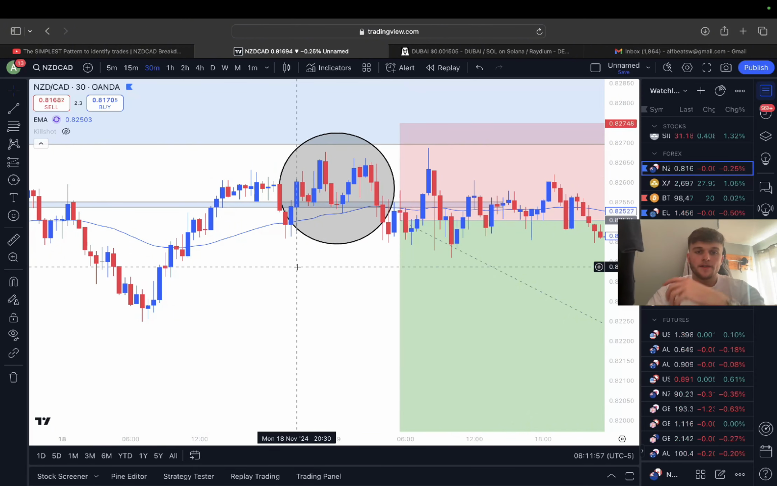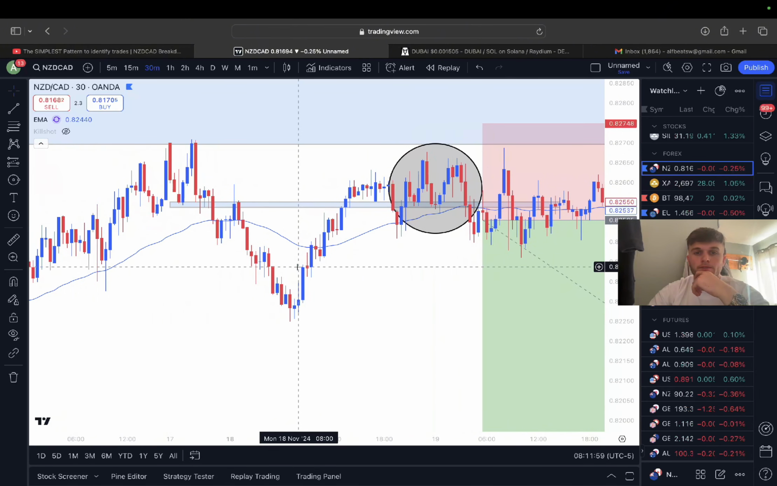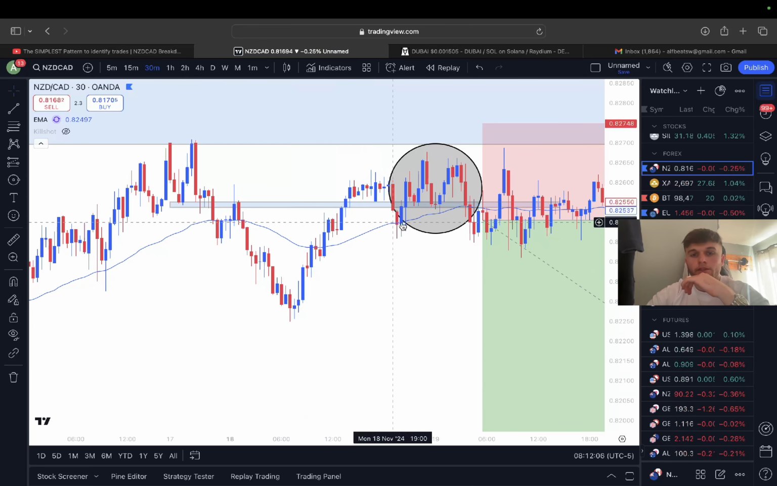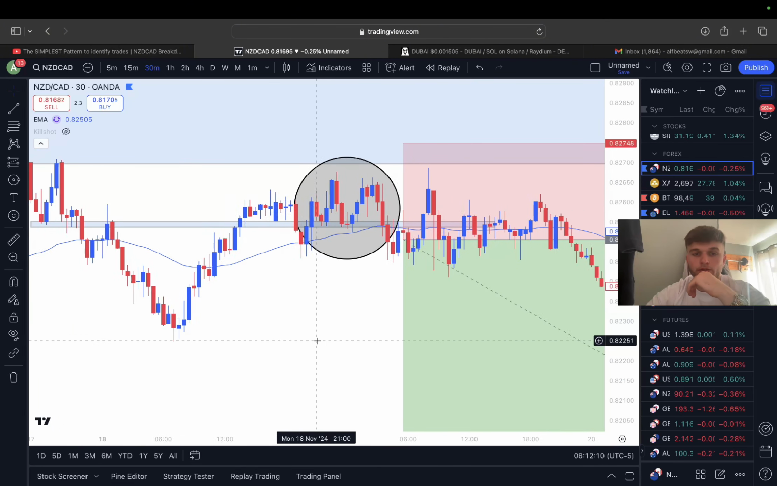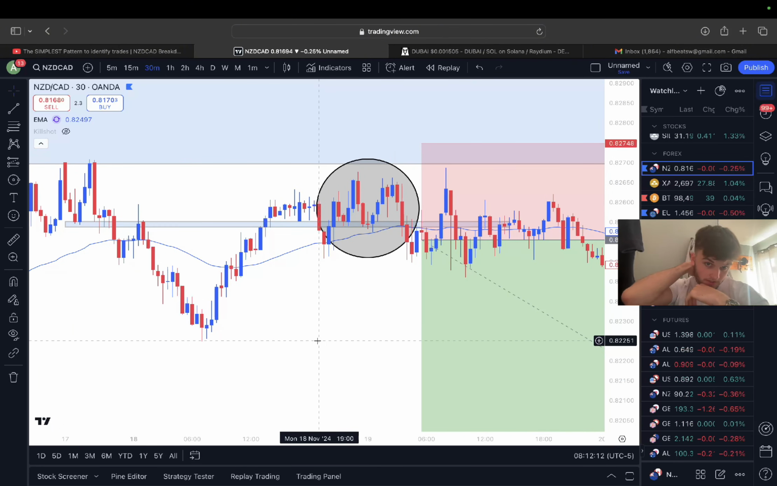So my EMA settings are 50, so it's an exponential moving average, and that line is the 50, so that's like the 50-minute average price. So that can be used as support and resistance. So that's exactly what it's done here.